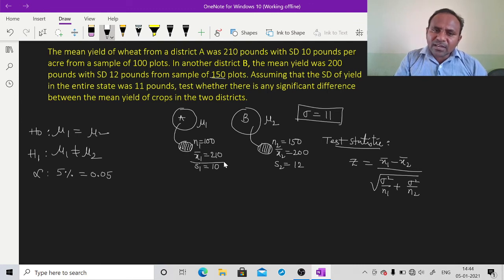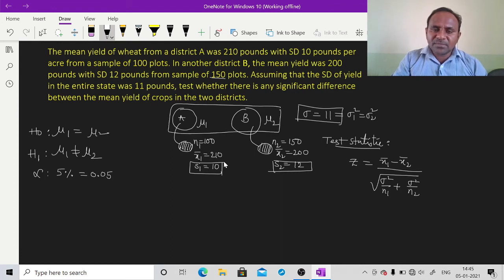The sample standard deviation information is not required; it has been given unnecessarily in the question, so you may neglect it. That is why I have taken this example, to explain that information. It is not required for us. Our intention is to use the population standard deviation in the formula. Population standard deviation will be sigma, and in this case both sigma 1 square and sigma 2 square are nothing but the same standard deviation of the state, because these two come from a single state whose standard deviation is equal to 11. So instead of sigma 1 and sigma 2, sigma alone is enough.